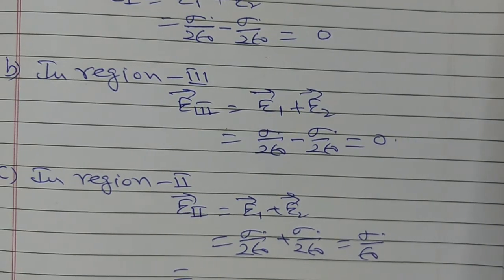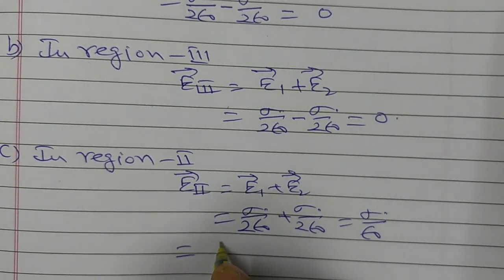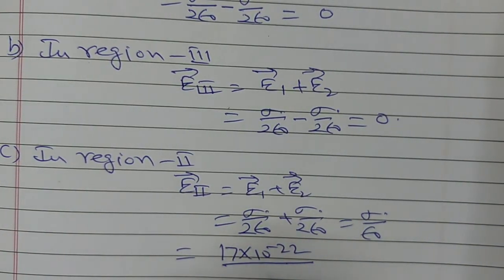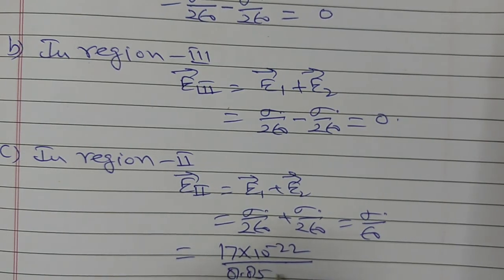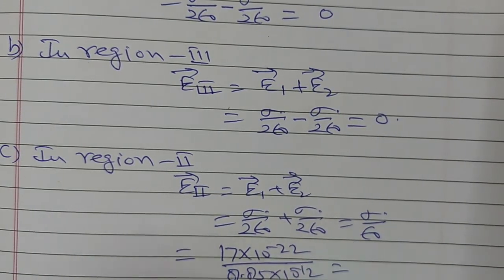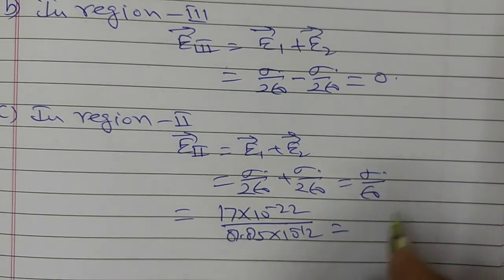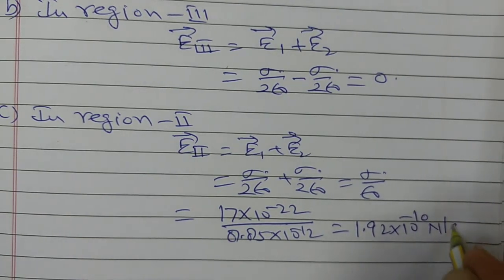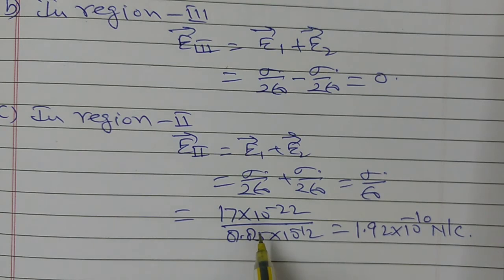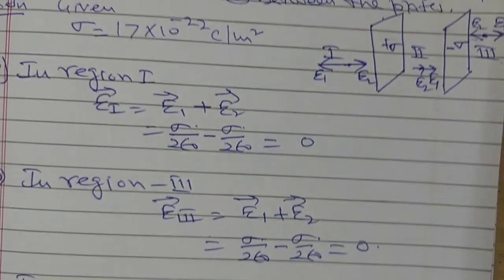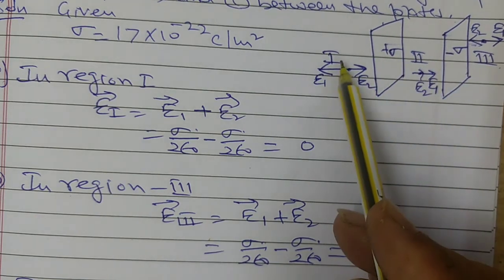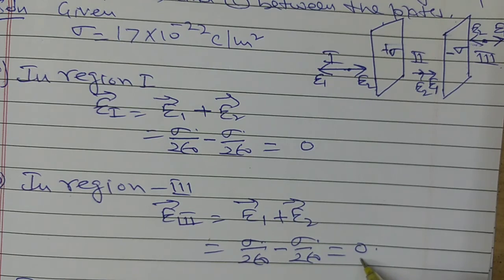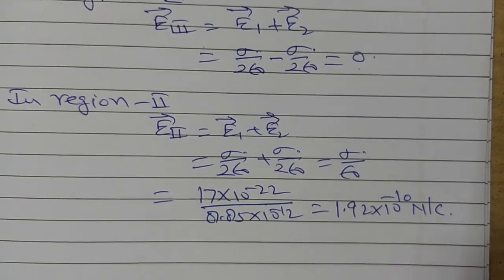Now on putting the values, here sigma is given how much? This is 17 into 10 to the power minus 22 upon epsilon naught, which is 8.85 into 10 to the power minus 12. On solving, this is equal to 1.92 into 10 to the power minus 10 Newton per Coulomb. So this is the electric field intensity in region 2 here, and in region first this is 0, and in region third this is also 0. So this is the answer of this problem.